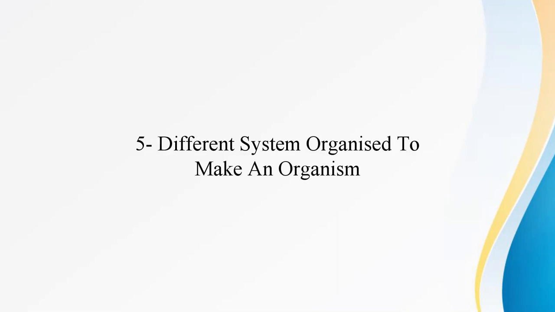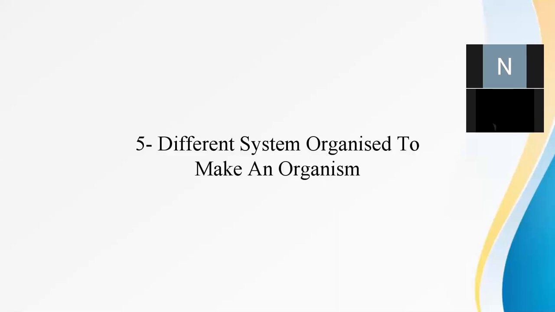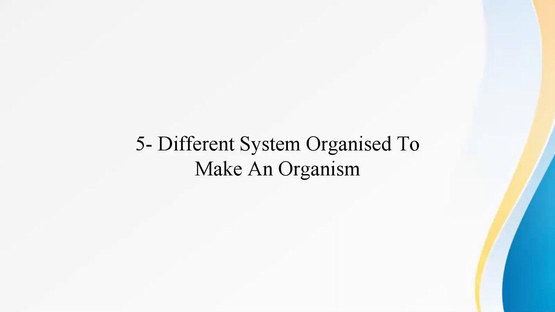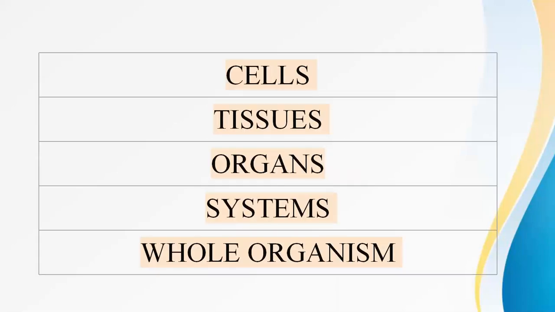These tissues group together, they line together, and they make the lining, and that lining is called tissue. When tissues combine, they form organs. And when these organs combine, they form a system. These systems make an organism. Now you can see there is a flow chart. Cell is the basic unit.